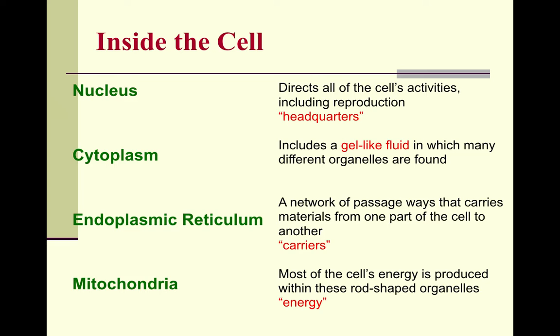So there are many different parts to the cells. You will see here on this slide a list of the first 4. I want you to notice the red words in the descriptions. Make sure that when you are typing on your note-taking page on the Cell Basics number 2, that you're including those red words, because those will help you understand a little bit more about the cell and what the actual part of the cell does. So the nucleus is the headquarters. The cytoplasm is the gel-like fluid. The endoplasmic reticulum is the network of passageways, or the carriers. The mitochondria is the energy. Those are the rod-shaped organelles.